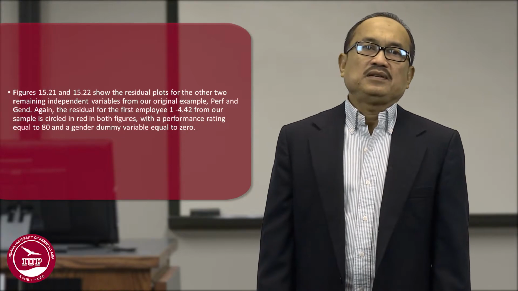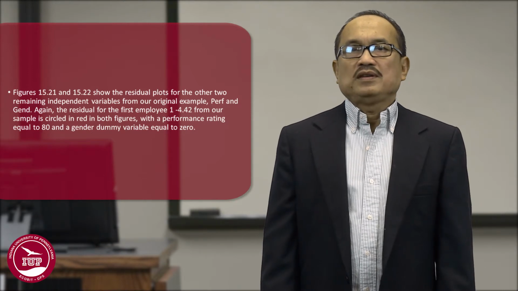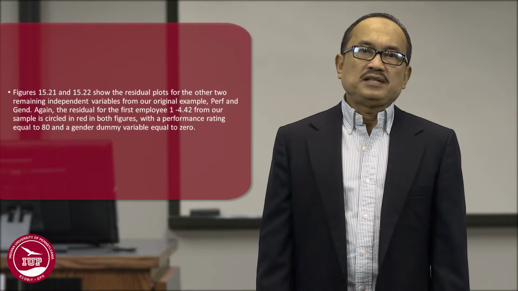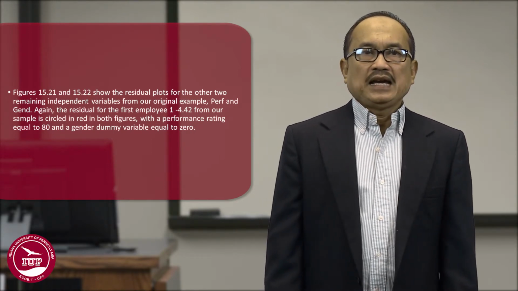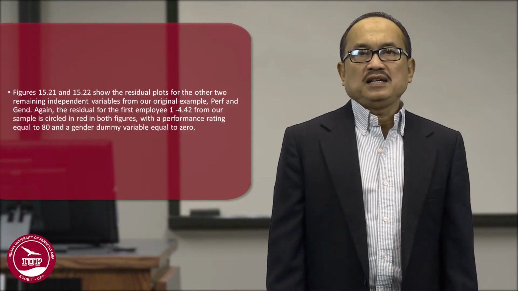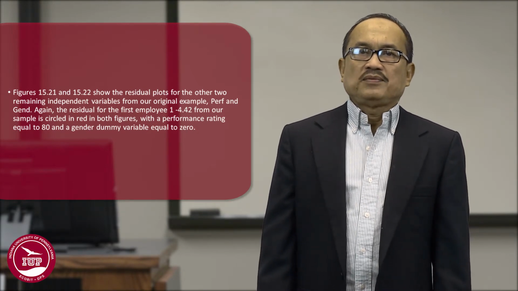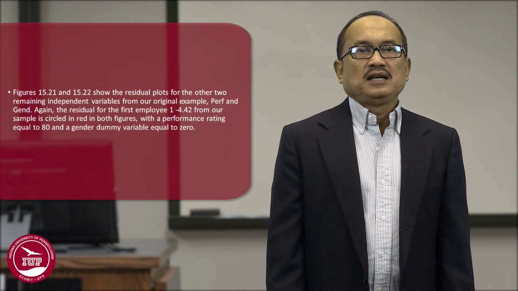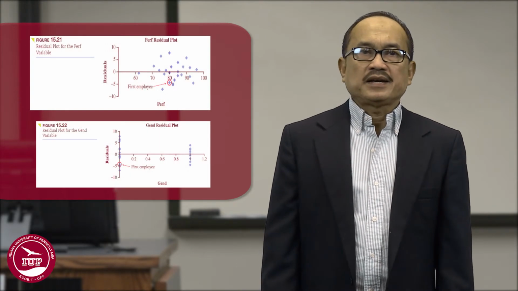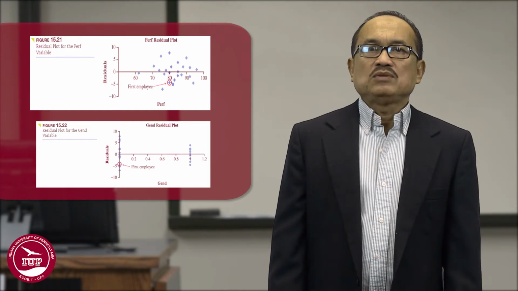Figures 15.21 and 15.22 show the residual plots for the other 2 remaining independent variables from our original example, perf and gen. Again, the residual of minus 4.4 for the first employee from our sample is circled in red in both figures, with a performance rating equal to 80 and a gender dummy variable equal to 0.